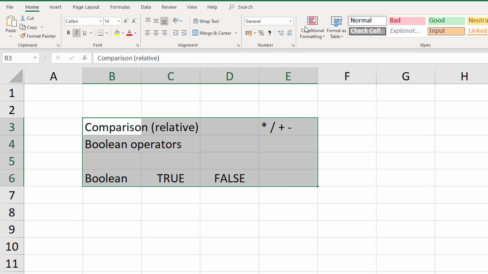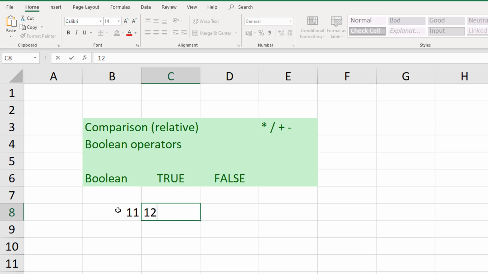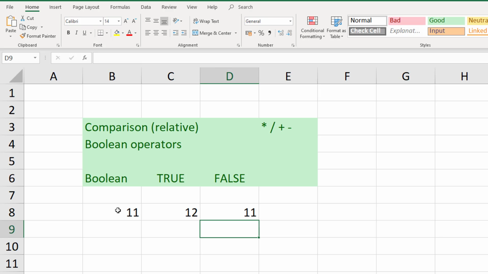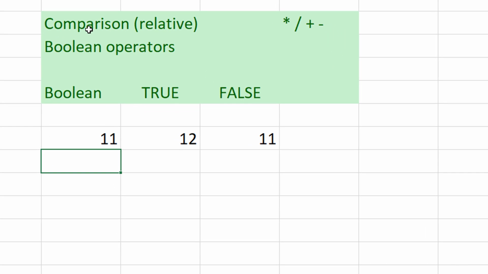Okay, let's just get this out of the way a tiny bit. We can just make it green. To demonstrate this, let me set 3 cells with some numbers. Let's do 11 and 12 and back to 11 like this. First of all, let's look at comparison or relative or relational operators. These are there to just compare, as the name suggests, two bits of data.